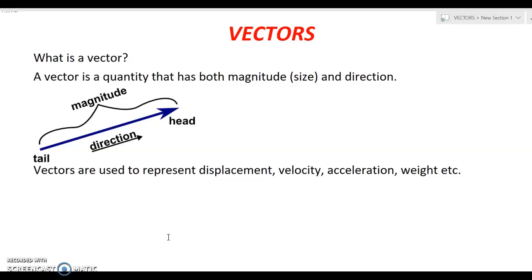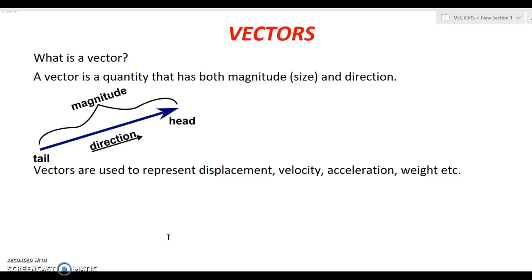So what is a vector? A vector is a quantity that has both magnitude and direction. Magnitude means size, right? So a vector has both size and direction. Vectors are normally used to represent displacement, velocity, acceleration, weight. People who do physics deal with vectors a lot, right?